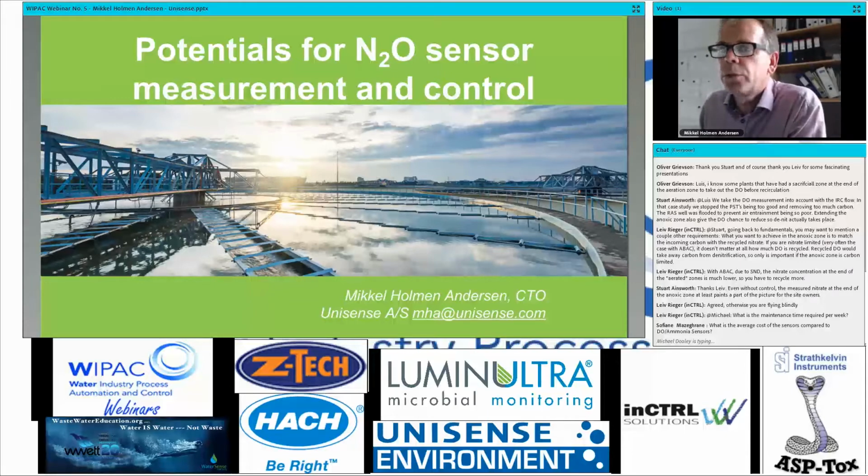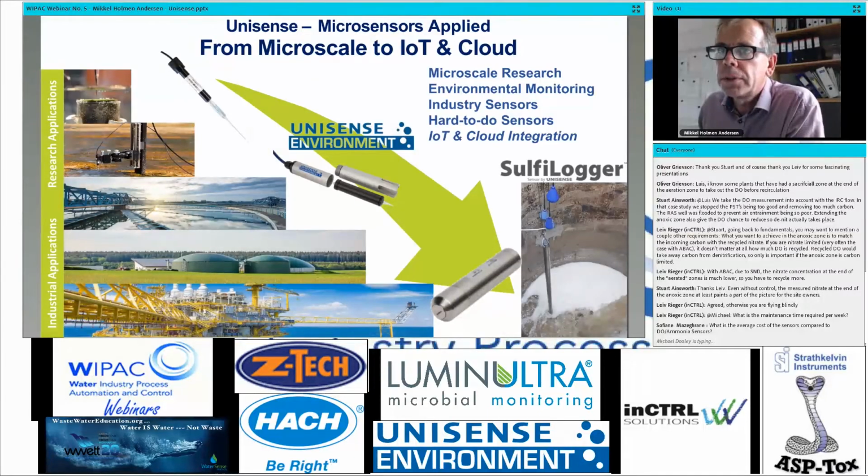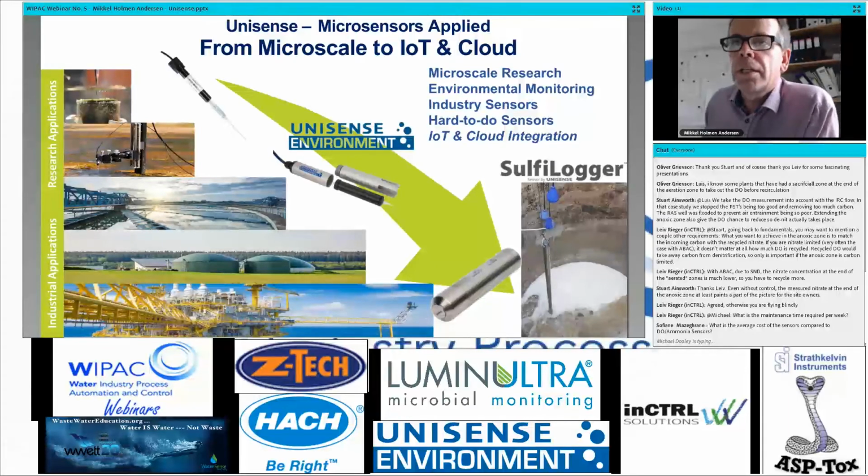So just a little bit of background on Unisense. We are a small company in Denmark, and primarily we sell equipment for basic research, microbiologists that are using our microsensors. But we also have 2 sensors, the nitrous oxide sensor and the sulfilogger sensor that measures hydrogen sulfide in the sewer system. That is part of our portfolio of products.